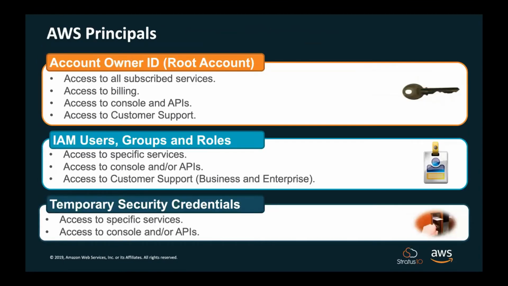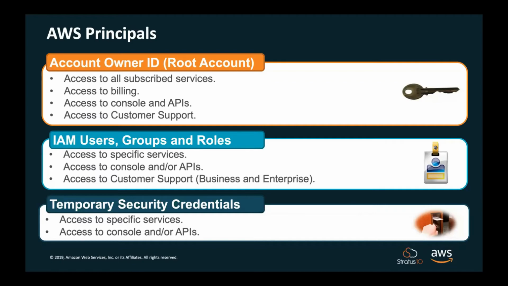So with AWS, we want to understand what we would consider a principal. The primary principal would be the account owner, the user account tied to creating the account and billing, which has access to the console, the API, and customer support. We'll talk about some best practices with that root account later. Then we have IAM users, who also have access to the console, the APIs, and specific resources, but they'll have policies associated with them.